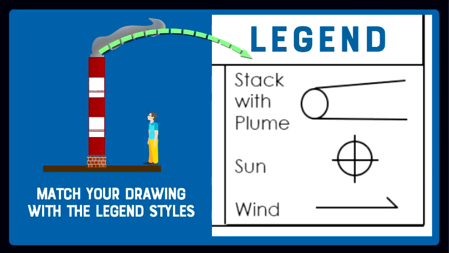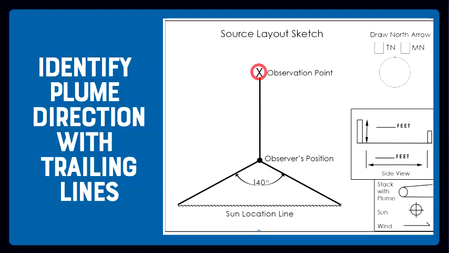When documenting the stack with its plume, use a shape that represents the actual emission point, round or square. In this example, we'll use a circle. The emission point should also show the plume direction, as indicated in the legend.